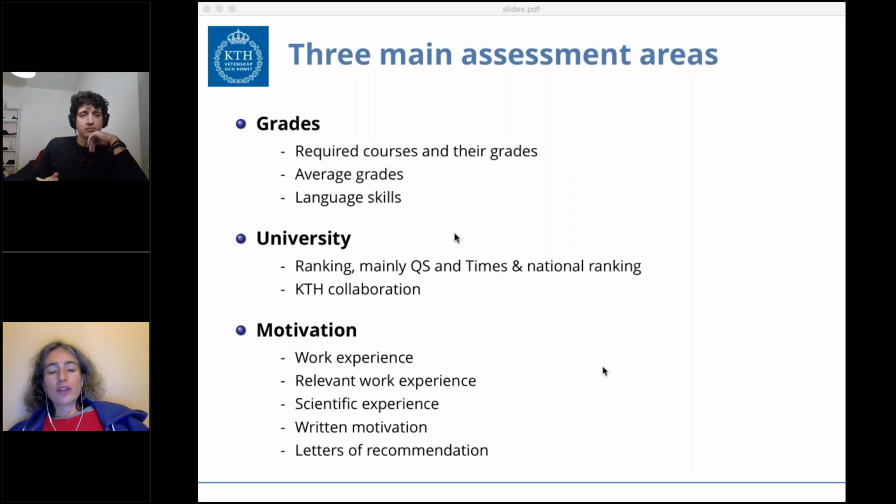And then the third is the motivation, and this is a catch-all. So your work experience, and especially your relevant work experience, your scientific experience, have you done an internship in a research lab, your written motivation, and also the letters of recommendation. So all of these carry quite a bit of weight. I would say maybe the letters of recommendation and the motivation are crucial. I mean, the letters of recommendation, because that's an independent assessment of your abilities and suitability for the program. So I generally put quite a bit of weight on that.